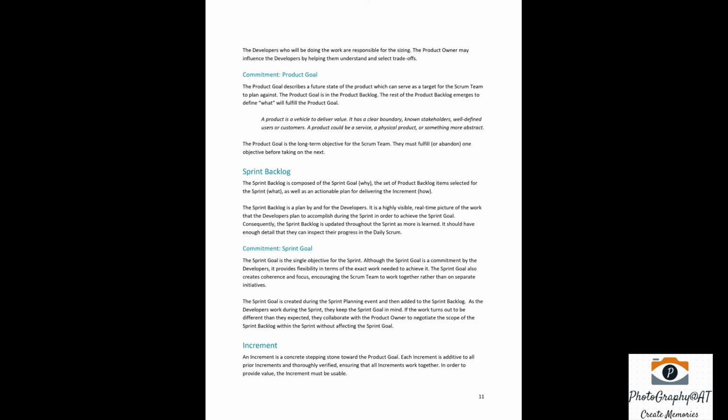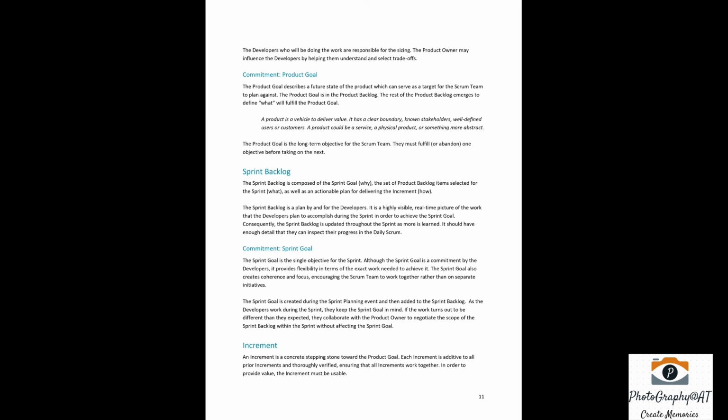Commitment, product goal. The product goal describes a future state of the product which can serve as a target for the Scrum team to plan against. The product goal is in the product backlog. The rest of the product backlog emerges to define what will fulfill the product goal. A product is a vehicle to deliver value. It has a clear boundary, known stakeholders, well-defined users, or customers.